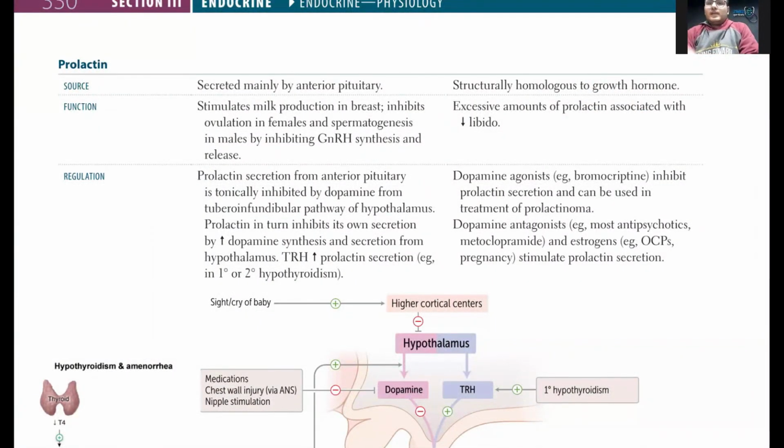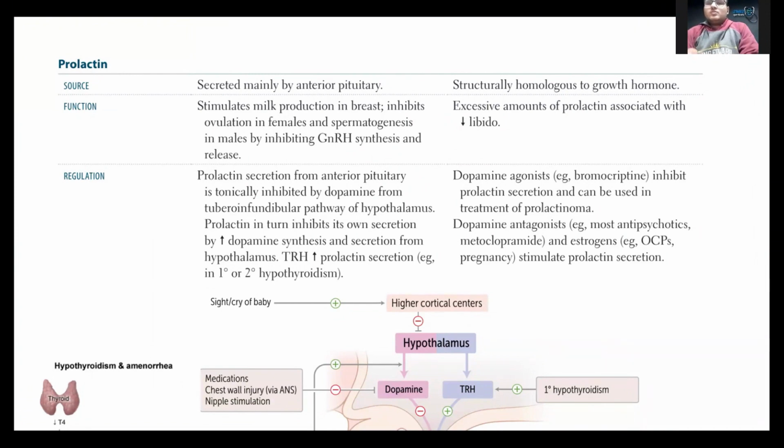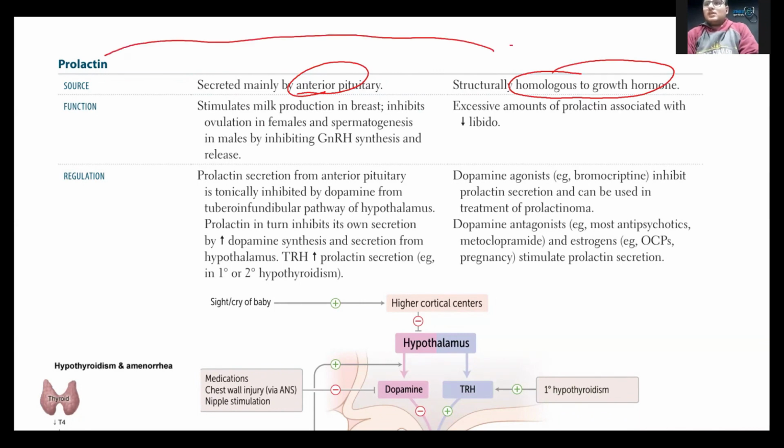Prolactin. We already discussed this in our physiology section on the pituitary gland, so we will quickly revise all of this. Prolactin is released by the anterior pituitary and is structurally homologous to growth hormone, and that's the reason they both have almost the same mechanism of action. So next, what is its function? Milk production in the breast, and it inhibits ovulation in females and spermatogenesis.